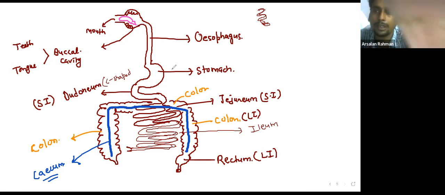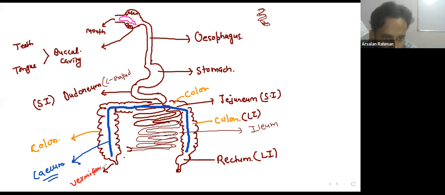Okay, you cannot see me properly. Am I visible now? Okay. Can you see this tiny finger-like structure? This is very, very important. This is called the vermiform appendix. Have you heard about this term? Vermiform.